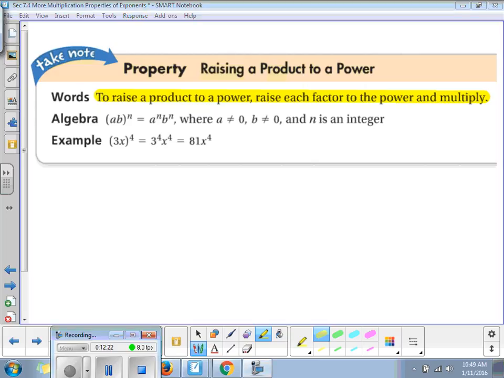Okay, to raise a product to a power, you're going to raise each factor to the power, and then you're going to multiply.